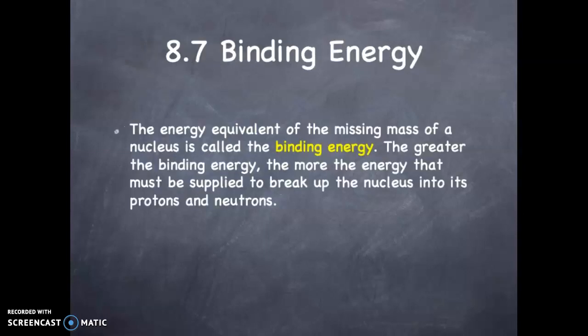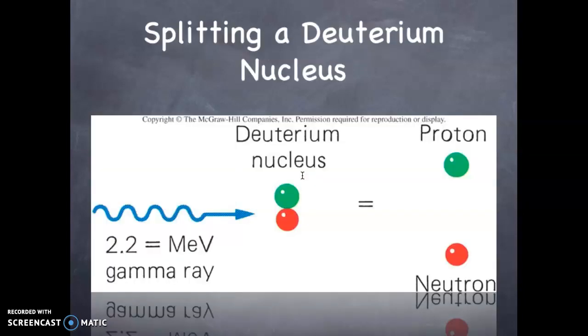Binding energy. The energy equivalent of the missing mass of a nucleus is called the binding energy. The greater the binding energy, the more energy must be supplied to break up the nucleus into its protons and neutrons. As you know, Einstein's theory has E equals mc squared. So matter is directly convertible into energy and energy into matter. Therefore, binding energy is exchanged by way of mass.